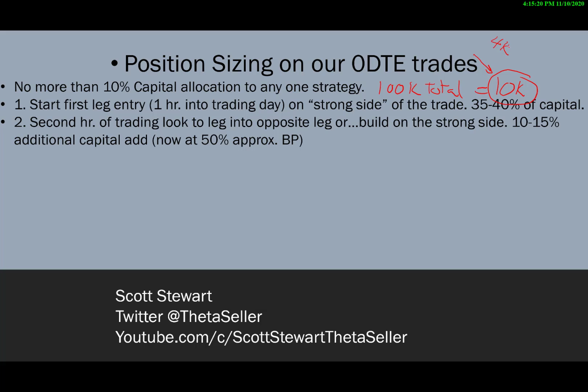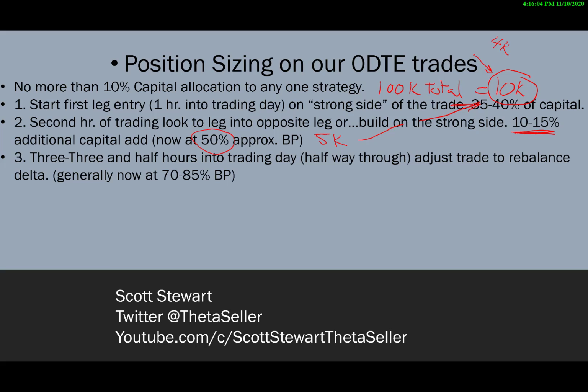So either A, we would find that the market is consolidating or stalling out a little bit, and we would put in the opposite leg of the trade, thus completing an iron condor, or hey, maybe the market is just continuing on its same path. Maybe it is continuing to move away from our strong side, and we can now take that as an opportunity to build on our strong side, to actually add some additional capital to that trade. And I would add maybe as much as 10 or 15% more to that trade. So either way, we may be somewhere right now around 50% of our buying power. I might be $5,000 committed to this trade from my $10,000 allocation. Okay, so this is the second hour of trading.